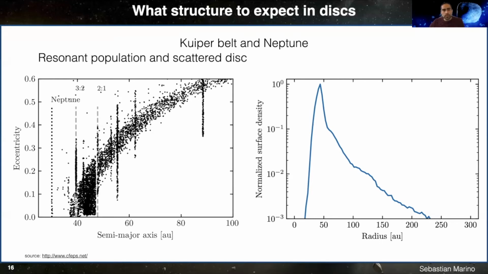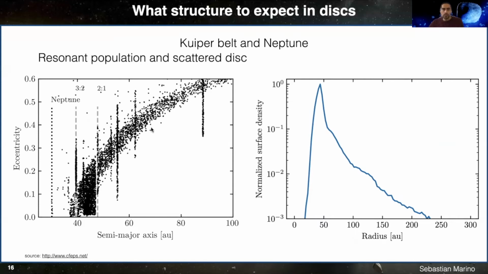And then we have this other population with very high eccentricities at large semi-major axis, which forms a scattered disk. So this population over here has pericenters that go all the way down over here. So particles over here will have close encounters with Neptune and are being scattered.